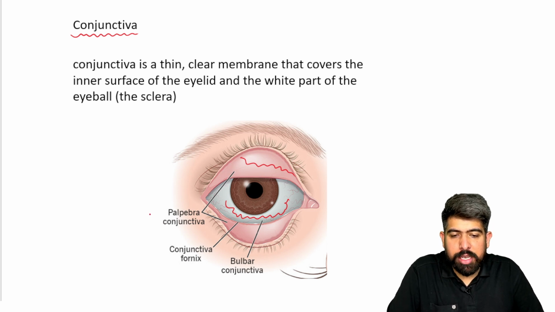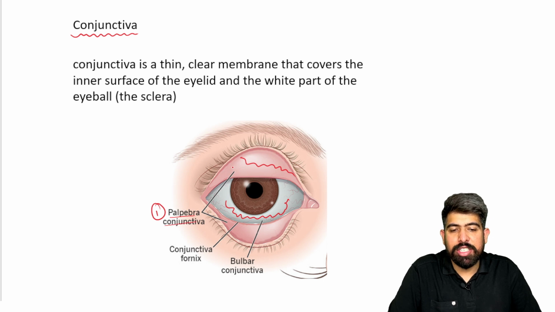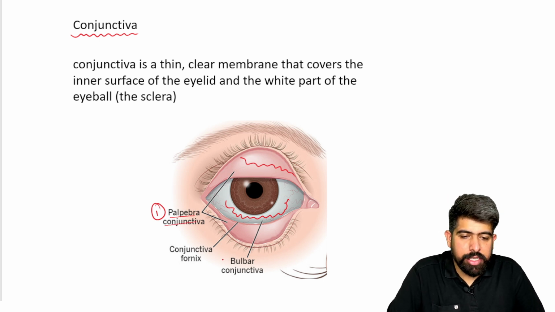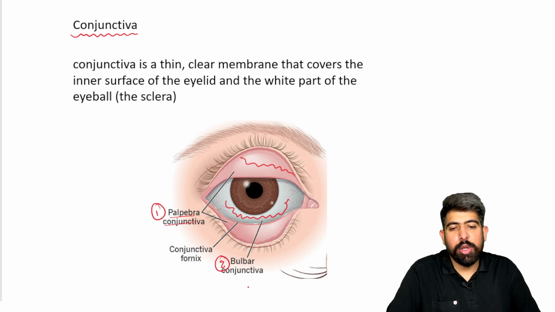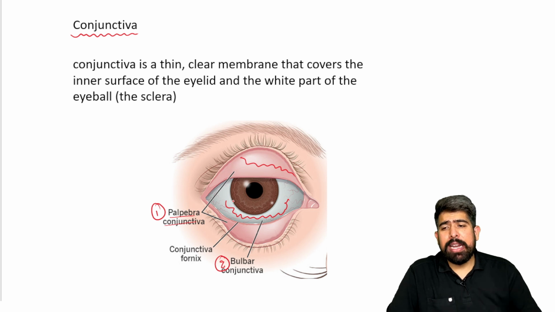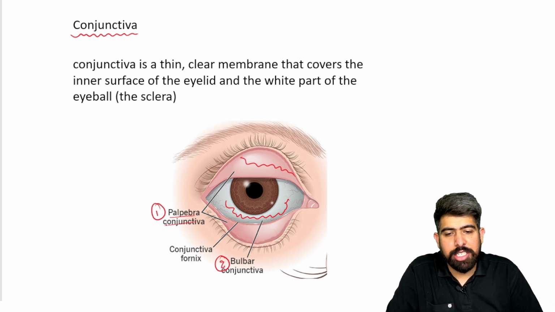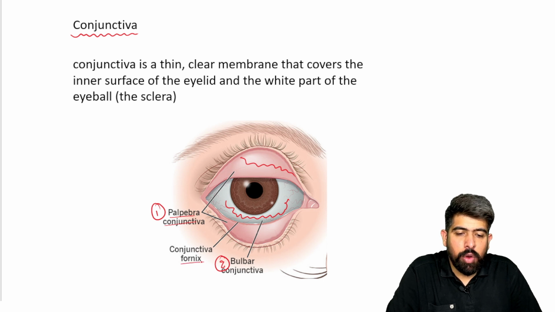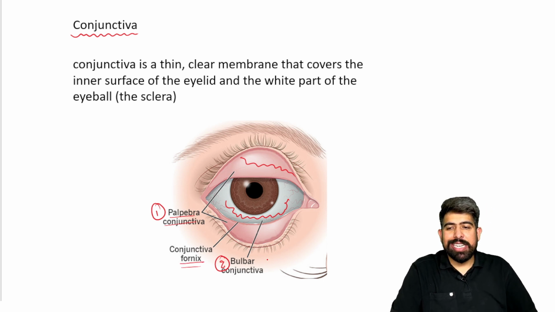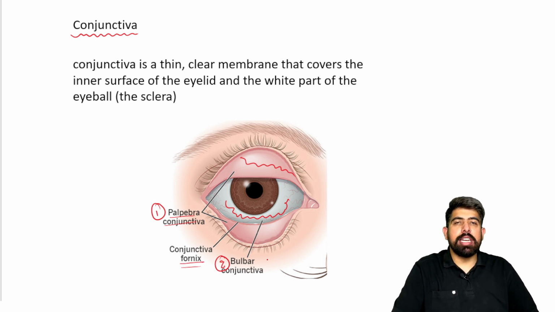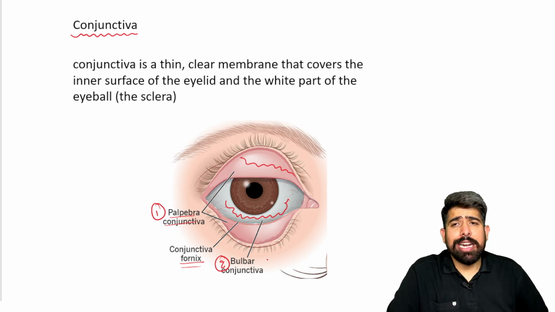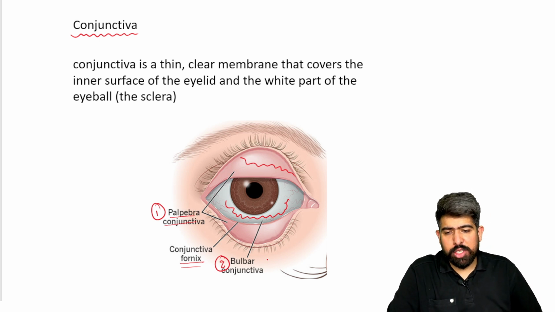So regarding the types of conjunctiva, there are two types. The one known as the palpebral conjunctiva covers the inner side of your eyelid. The second one is known as the bulbar conjunctiva, which covers the scleral part of your eyeball. Where the palpebral and the bulbar conjunctiva meet together, the junction is known as your fornix, right? So the palpebral conjunctiva and the bulbar conjunctiva meet at this point. This is known as your fornix.